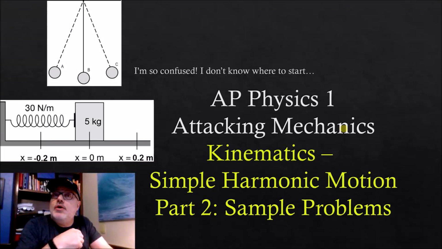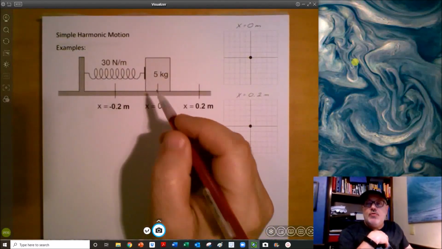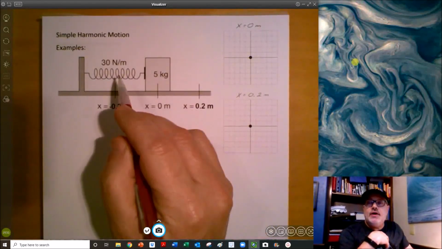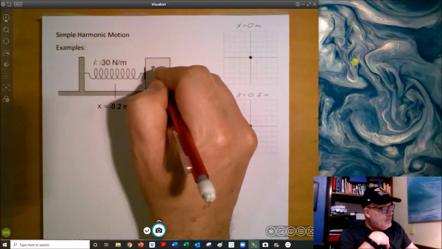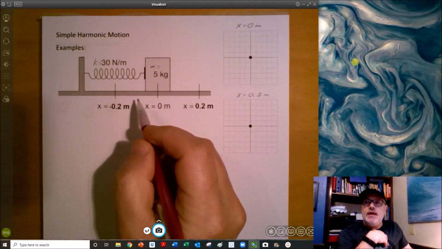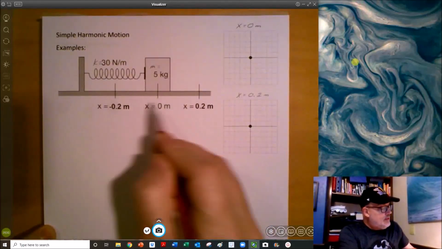Hey everybody, let's start working some simple harmonic motion sample problems. Here we have a mass on the end of a spring. We have a 5 kilogram mass and a spring with a spring constant. So I'm going to write that down, spring constant, and this is the mass. And then this mass is going to be oscillating back and forth between these two extremes.